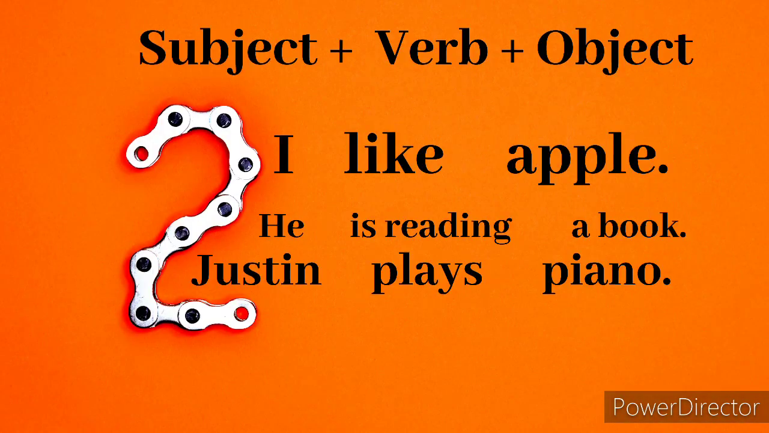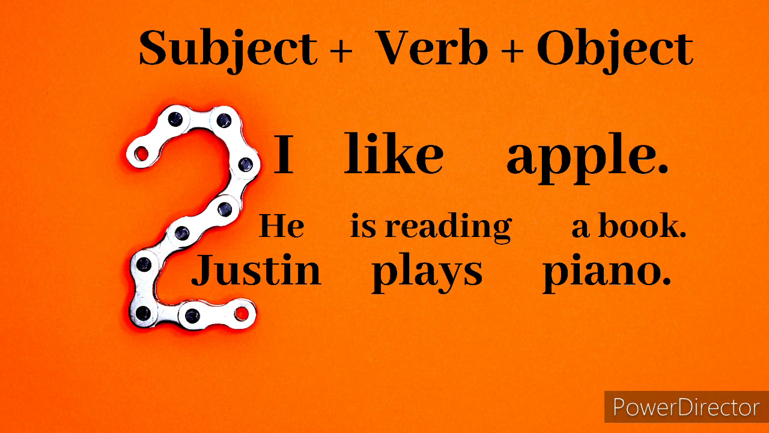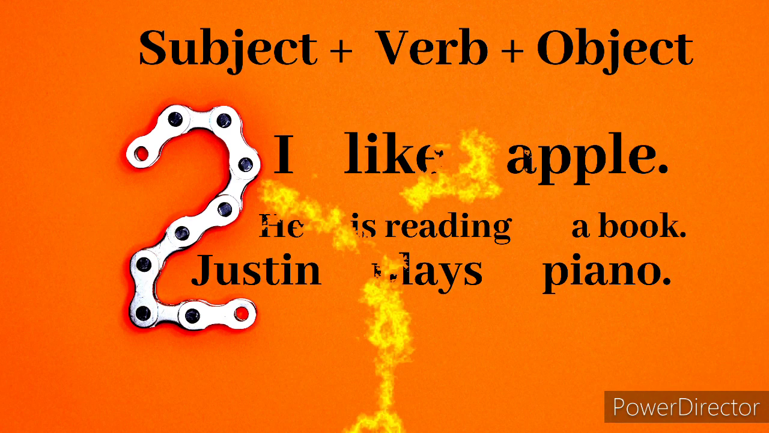Let's have a look at 2 more sentences. So the next sentence is he is reading a book. So in this sentence, he is subject, is reading is verb, a book is object. Let's move to the third sentence. Justin plays piano. Justin is subject, verb is plays, and piano is object in this sentence. So remember, in this pattern, you will get subject plus verb plus object.